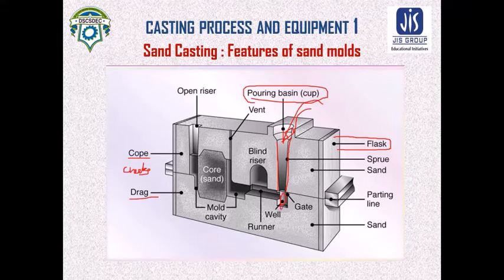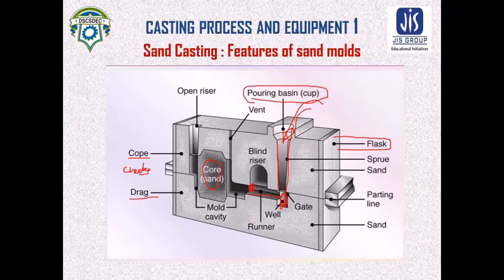What is the sprue base well? The sprue base well is used to eliminate the slags. After the sprue base well, there is the runner. The runner connects the sprue to the mold cavity, and the inlet of the mold cavity is known as the gate. In the mold cavity, there is one more thing, that is the core.